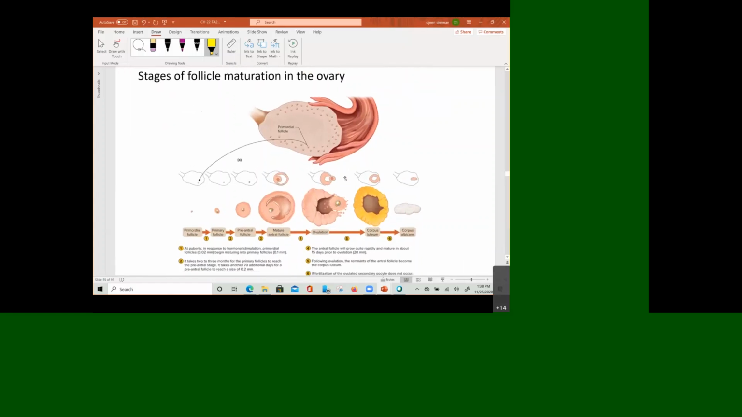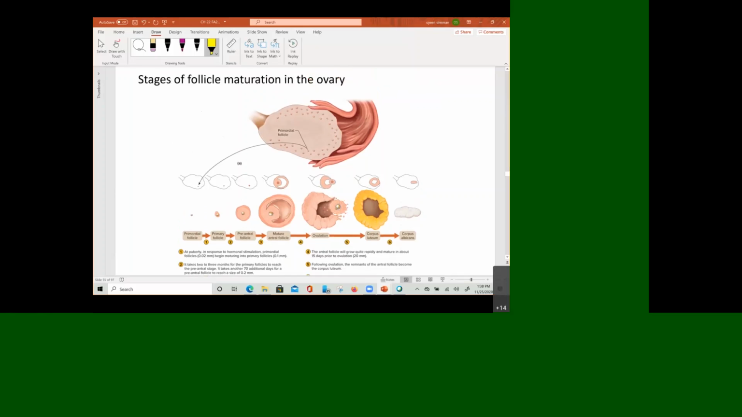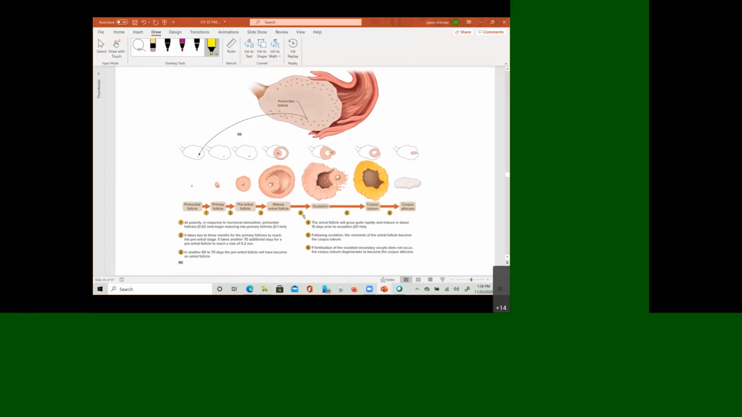This is showing us the stages of follicle maturation that happens in the cortex of the ovary. Remember, follicle maturation happens in the cortex of the ovary. So here we see primordial follicle at puberty. In response to hormonal stimulation, it begins to mature into the primary follicle. And it takes about 2 to 3 months for the primary follicle to reach the pre-antral stage. This is the pre-antral stage.